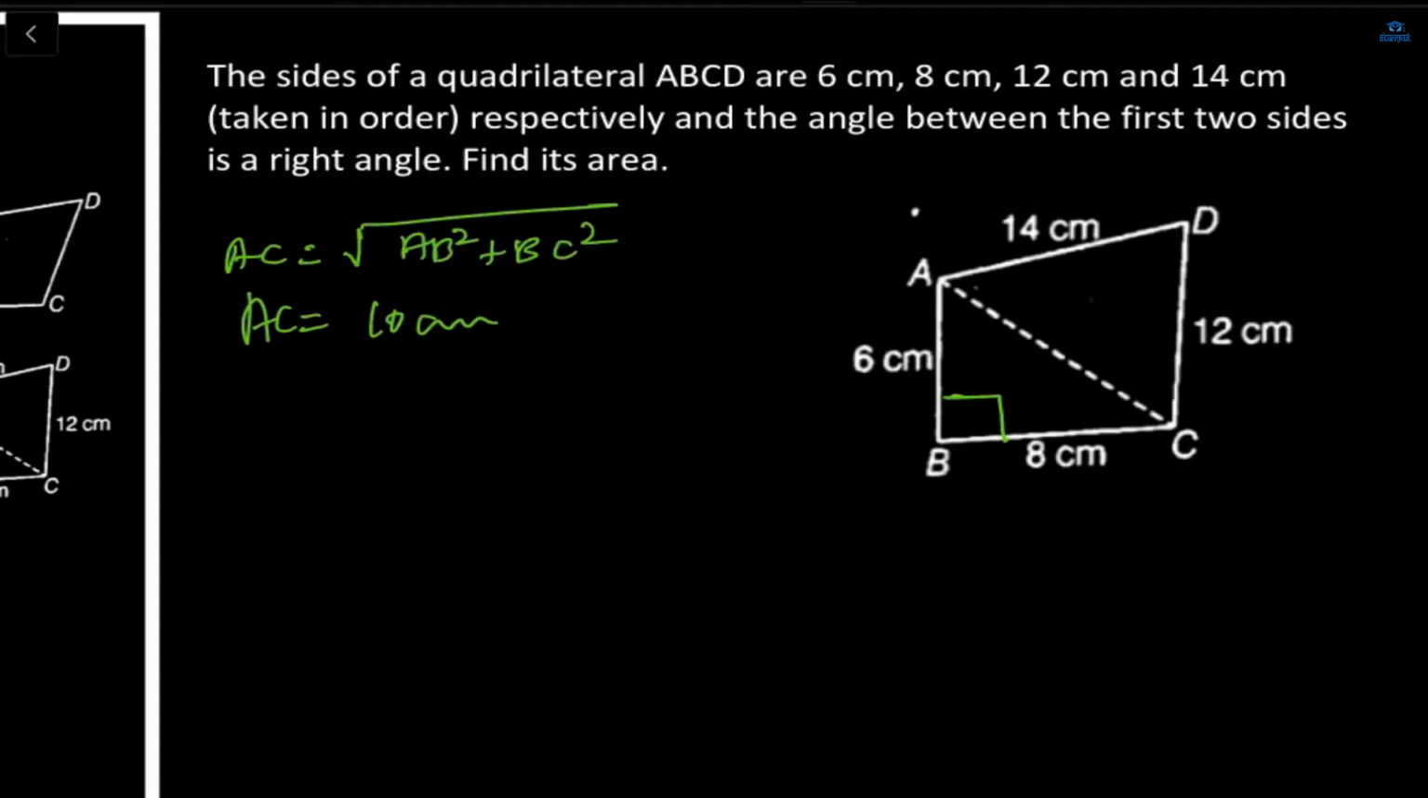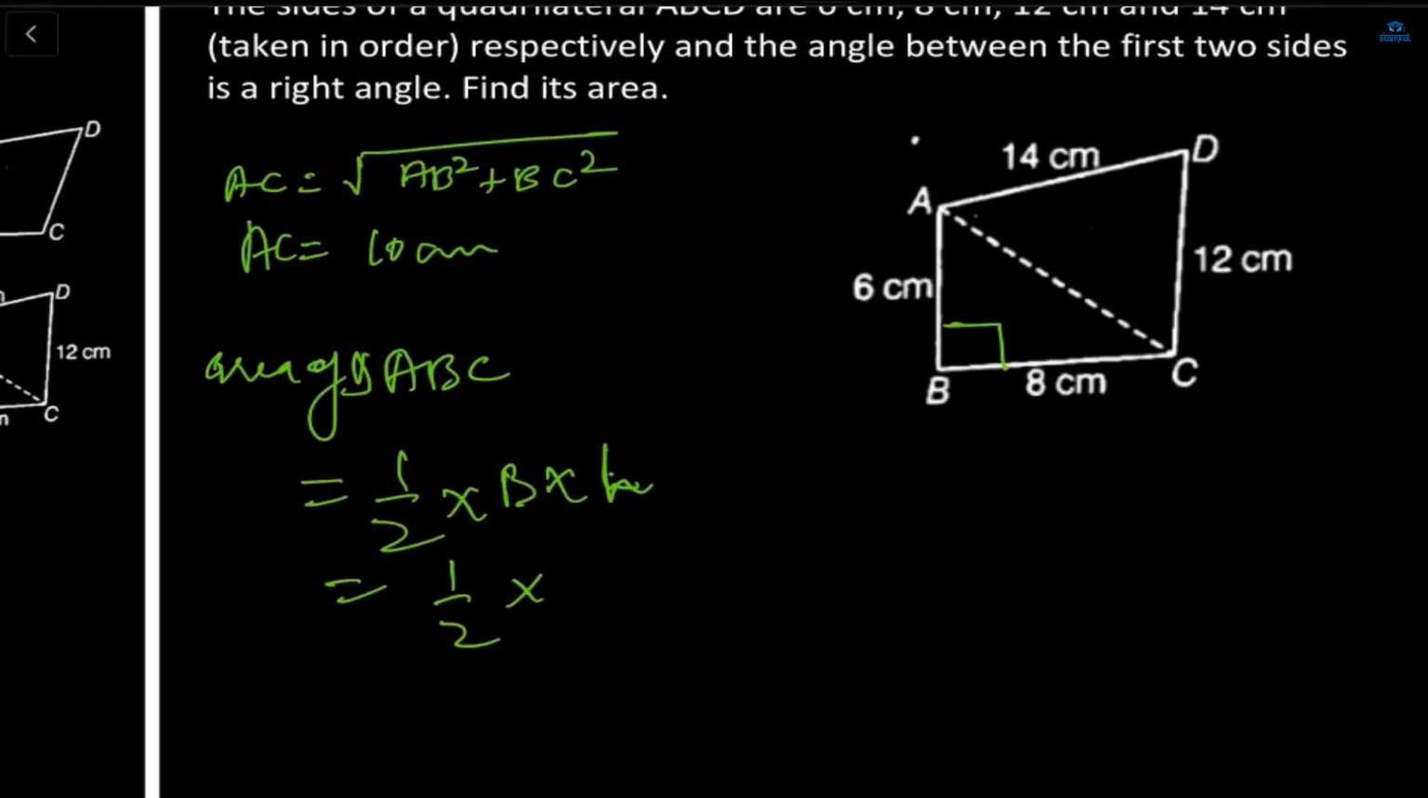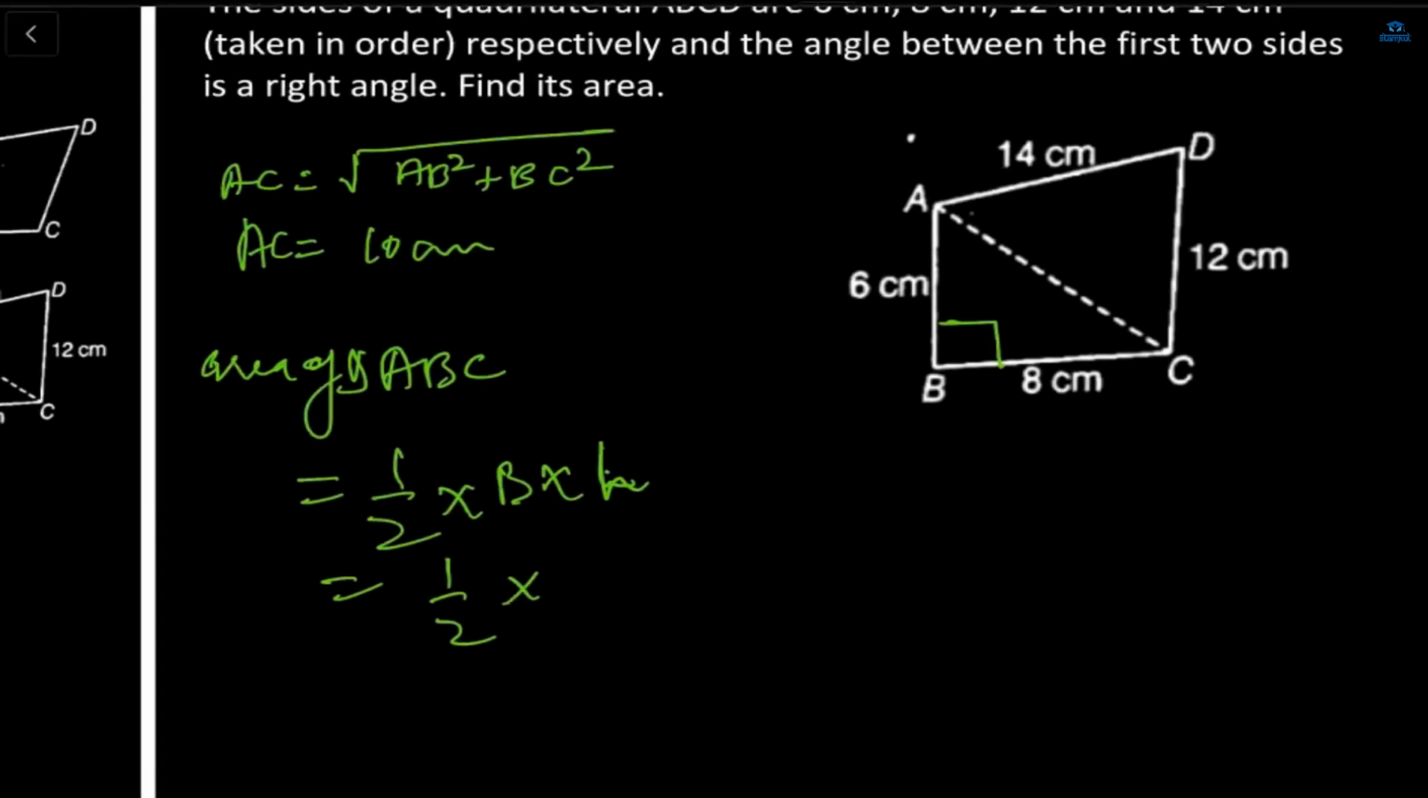We don't need to find the altitude separately. It's easy to find the area of triangle ABC by half into base into height. So now area of triangle ABC will be equal to half into base into height. What will be the base? Anyone you can take as a base, and anyone as a height. So I'm taking base as 8 and height as 6.